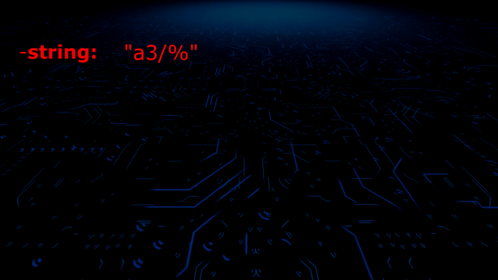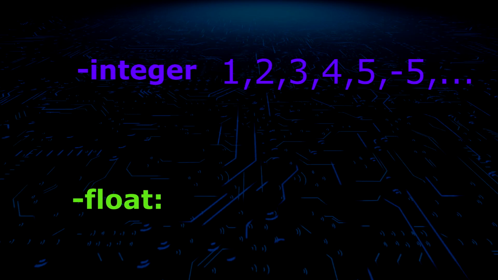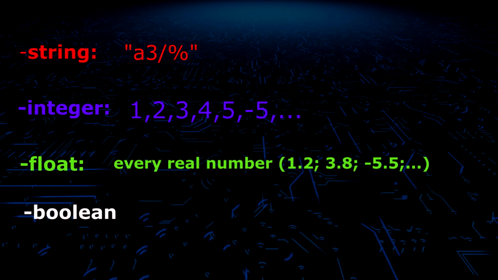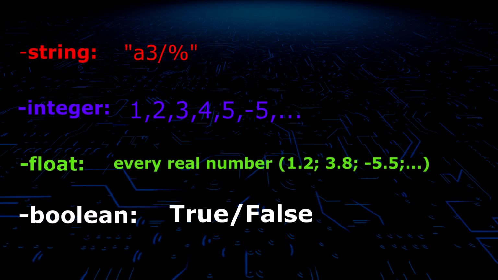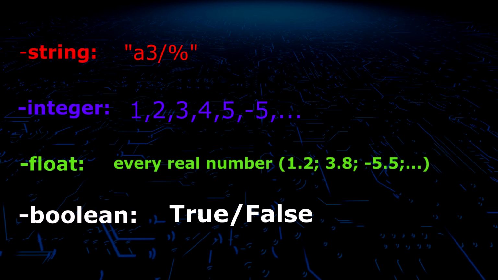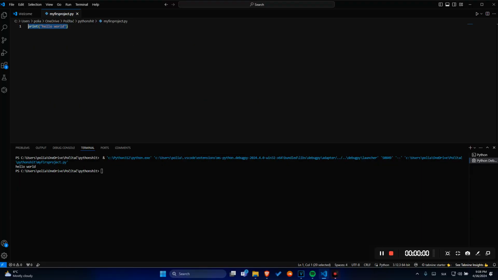For them, we have integer and float. Integer is every whole number, like 1, 2, 3, 4, 5, and float is every real number. Last is Boolean, and it can store only 2 types of value, true or false. These are all the 4 basic Python data types. You should make sure you understand what they are because it is really important for programming in Python. Now, when you know what the data types are, let's start programming.